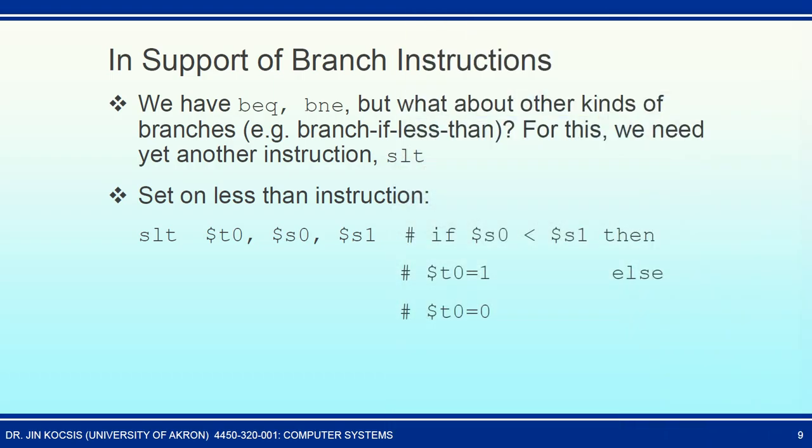So first, I want to introduce what set on less than is. From the name, you can see what this means is set if less than, right? So basically, the operation code is SLT. So basically, if S0 is less than S1, I will set T0 as 1. Otherwise, T0 will be set to 0. Let me say one more time.